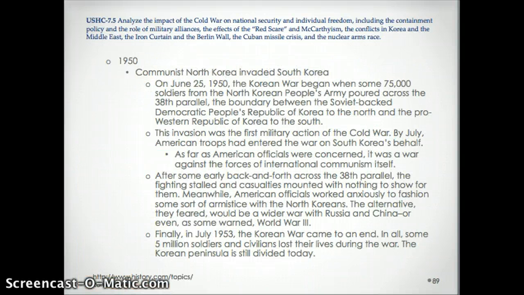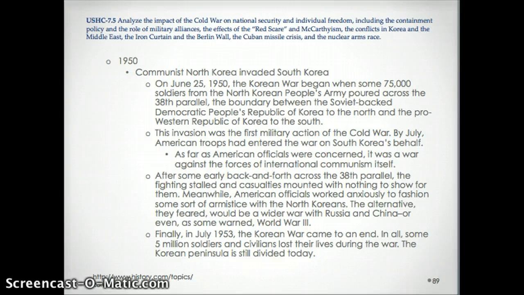In 1950, communist North Korea invaded South Korea. The U.S. looks at it through the lens of the Cold War, and we see a communist country invading a non-communist country. And so with the containment policy, the U.S. has to step in and stop it. This is the first military action of the Cold War. American troops are used. Sometimes the Korean War is thought of as a forgotten war because we don't really put a lot of emphasis on it or remember it all that much in the United States.